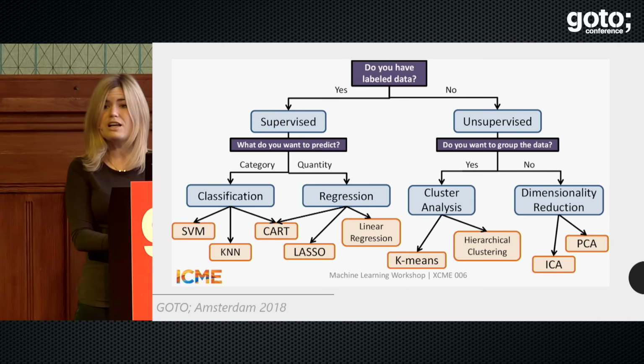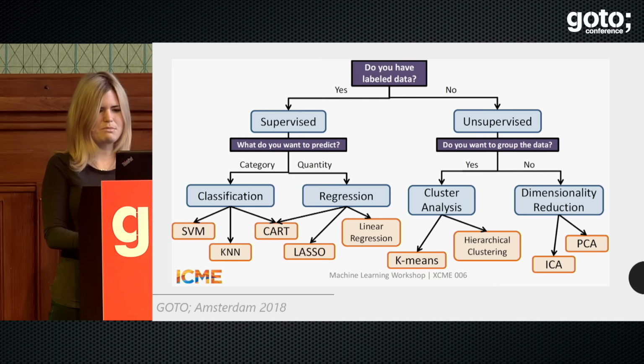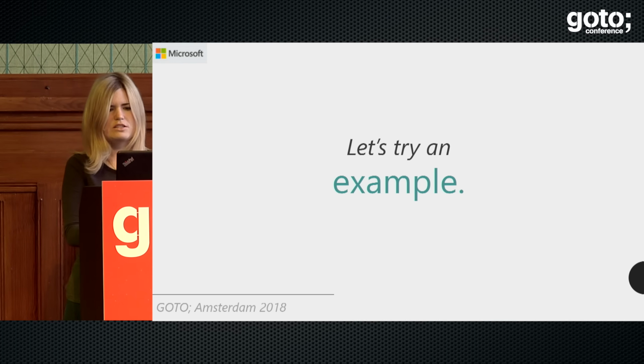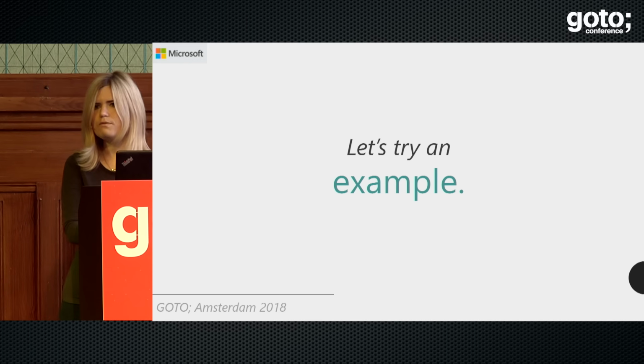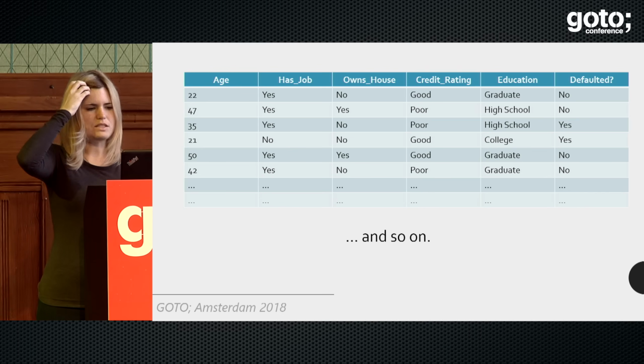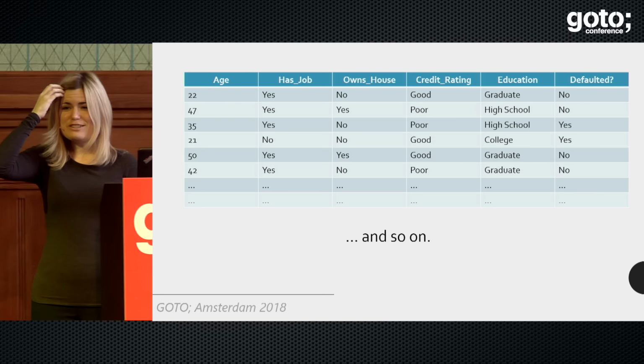And that's been a lot of words on a slide, right? And that doesn't necessarily make sense to anybody. So let's try an example. So say your boss comes to you, you work for a bank, and he gives you a CSV file, because it's always a CSV file. And it has a bunch of information about your customers, right?